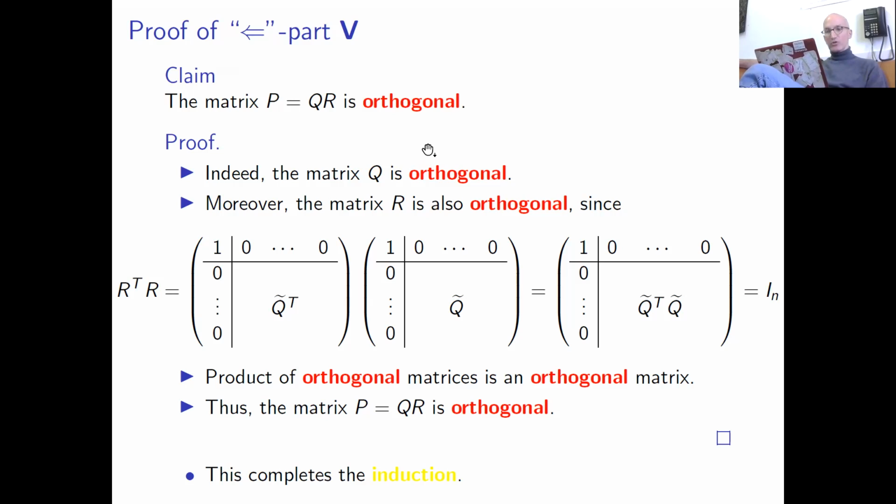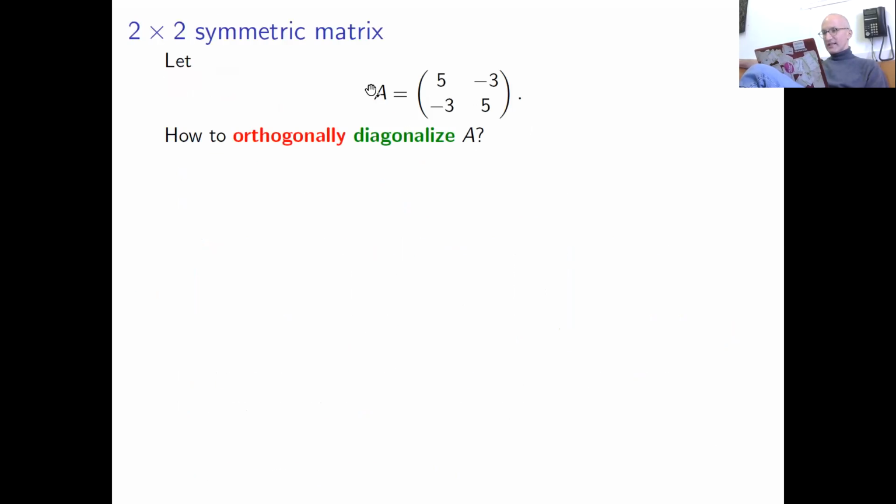We already did one 2x2 example, which is nice, but we did it before the proof. Now let me consider another example after the proof, which illustrates the proof. So let us take this 2x2 symmetric matrix, and we want to orthogonally diagonalize it. How to do this? Again, we follow the same steps as for usual diagonalization, but we have to be sure that the matrix we find for diagonalization is orthogonal at the end.